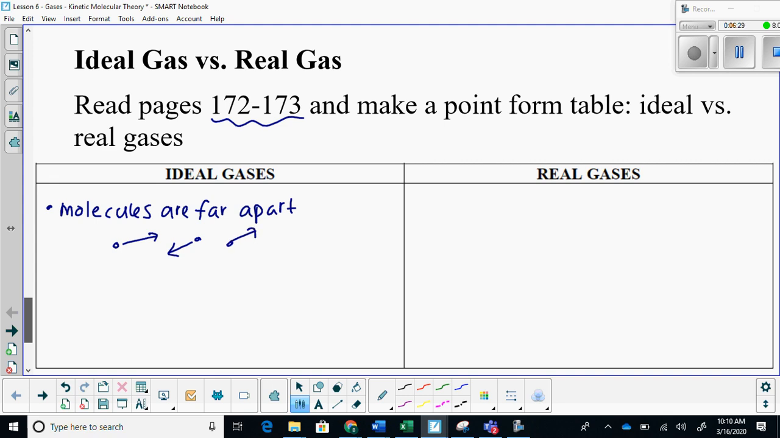Going on to that, the second point is molecules move freely. So they go in all different directions and occasionally collide with each other. Okay, so again, we're going to refer to that depiction there. Lastly, molecules, when they collide with each other, have elastic collisions.